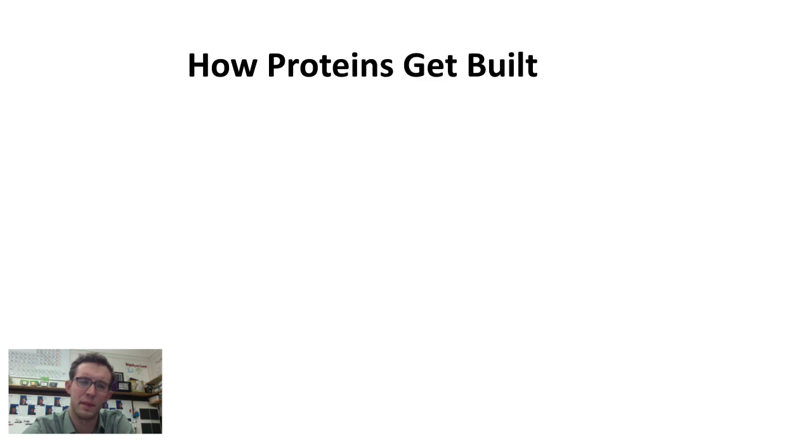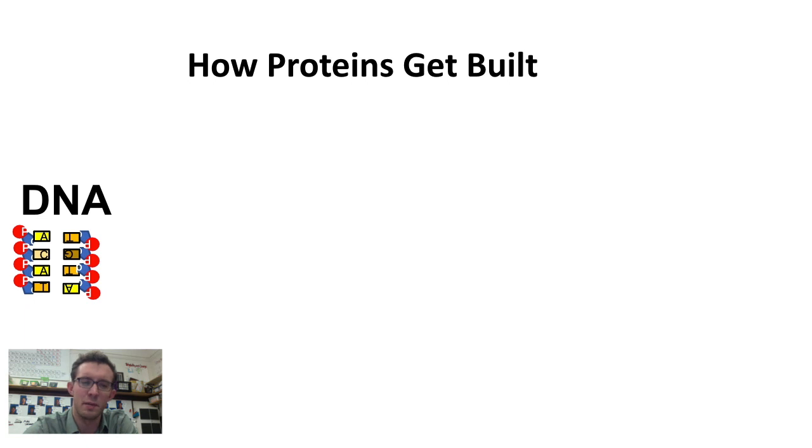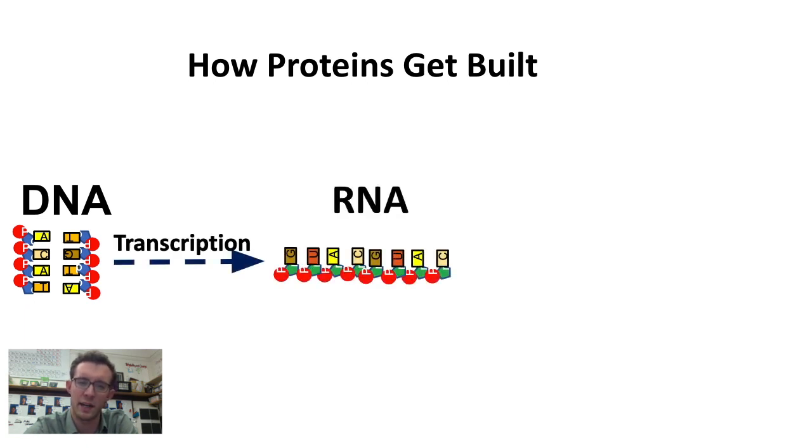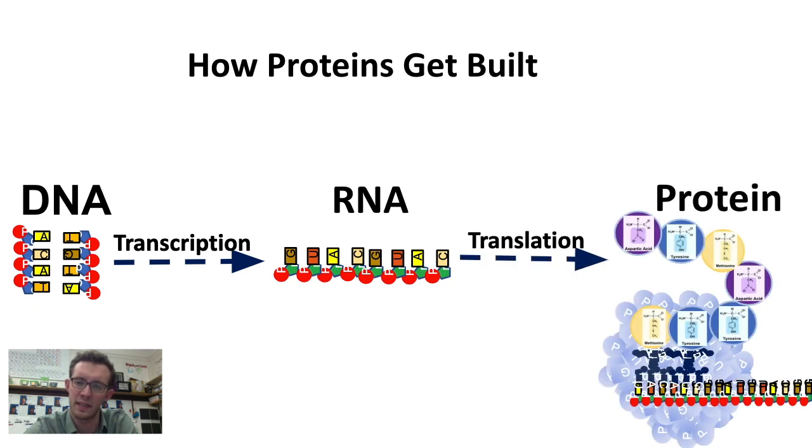Hey BioTeam. So you guys have learned that in order to build a protein, our cell will start with a gene of DNA. It will transcribe that gene into RNA, and then the RNA actually builds the protein in a process called translation. This video actually focuses on an intermediary step.